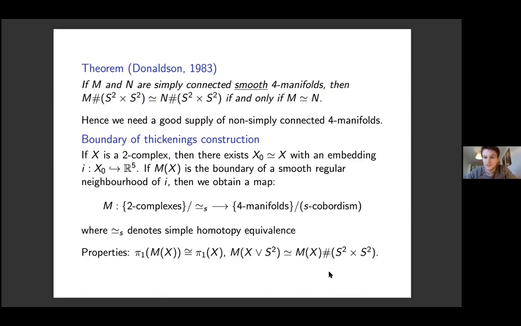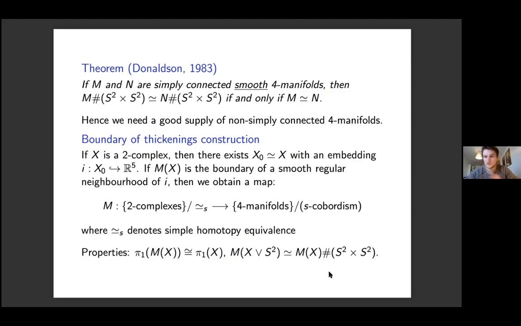And the second one is that this actually respects this operation. So before, I just sort of pulled these two notions out of the hat and declared that they were analogous. This gives you a kind of reason why it makes sense to think of them as analogous. Namely, if you wedge the original 2 complex with a copy of S2, and then you pass to the boundary of the thickening, then this amounts to connected sum with a copy of S2 times S2.